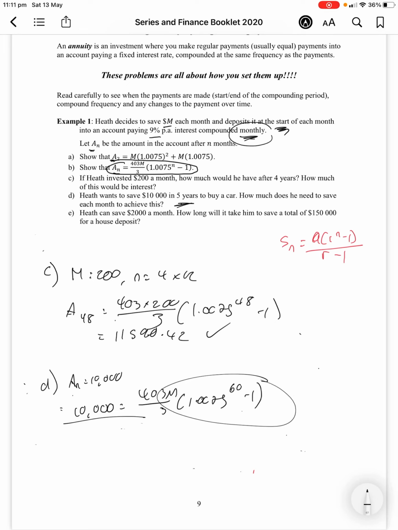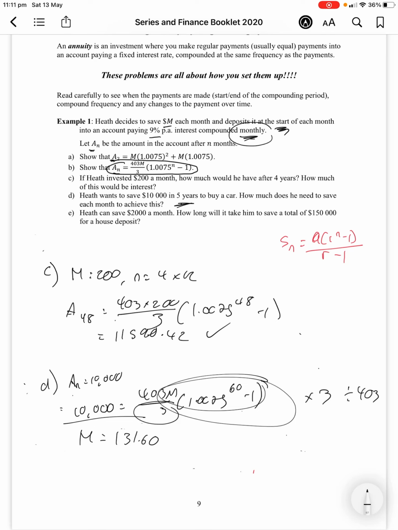And once we do that, we're going to divide both sides by what's in the brackets. Then we're going to times it by 3 because we're doing the opposite. Then we're going to divide by 403. I know it seems like a lot. I'm just really running out of space. So we have the monthly repayment as 131.60.